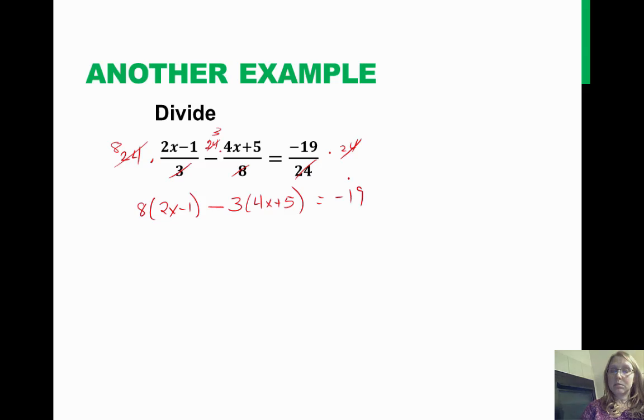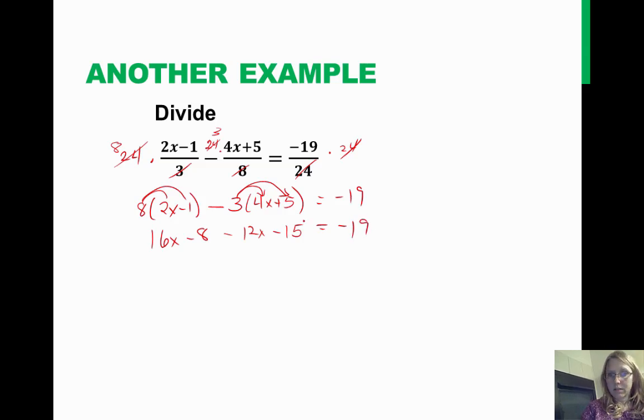Our next step is to simplify. We have something that we can distribute, so let's distribute that 8 first. We'll have 16x minus 8. On the next one, we have a negative 3, so we need to make sure we multiply by negative 3. That means we have negative 12x minus 15. And then lastly, the negative 19 stays the same.